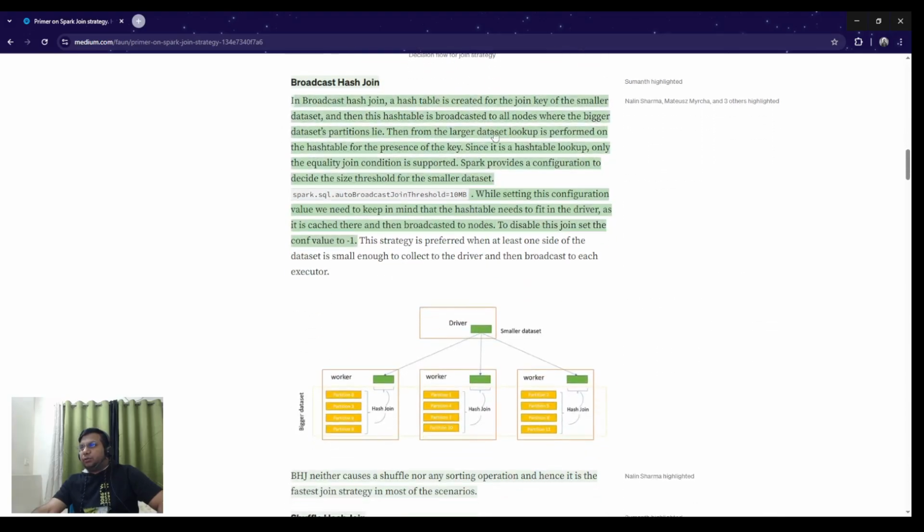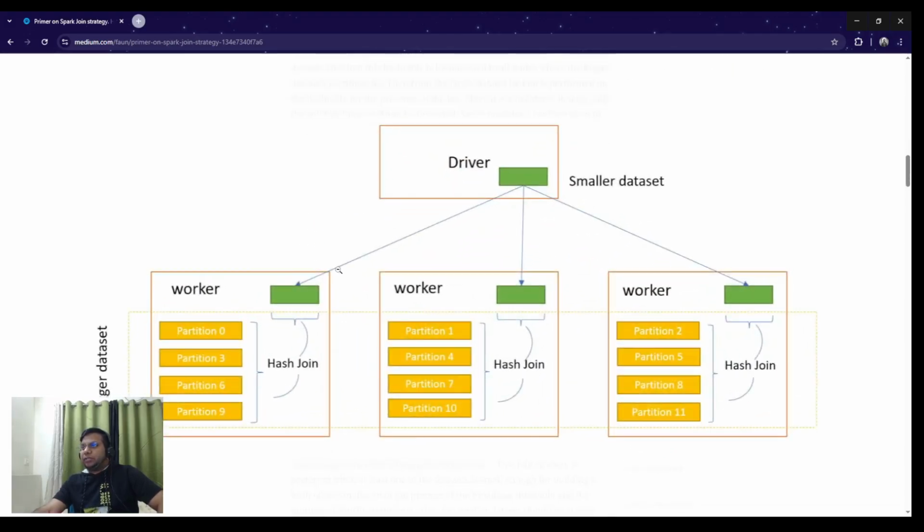Before I go through the graph, let's see what are the different types of joins which Spark provides. One is broadcast hash join. As this figure states, what happens when we have a small data set that can be broadcasted? It will take that smaller data set and first send it to the driver, and that's the constraint that we have, that the smaller table should fit in the driver memory.